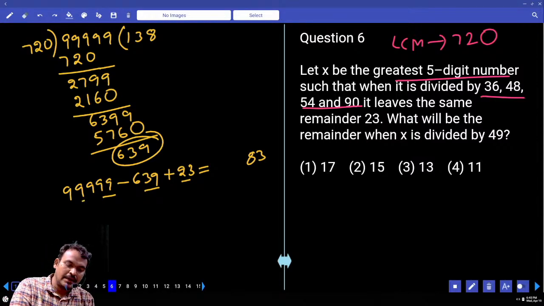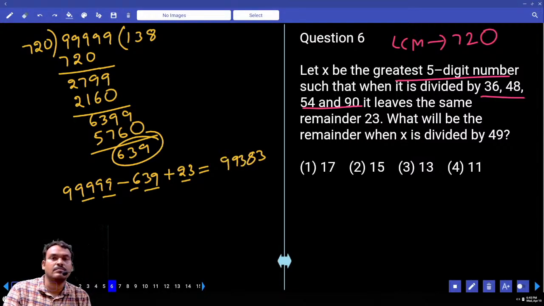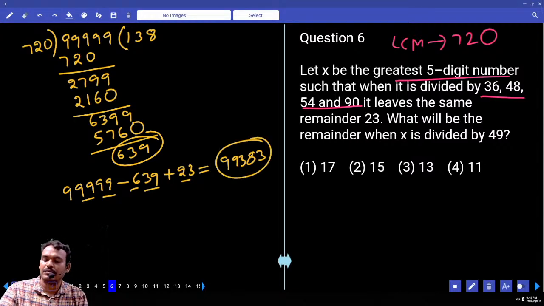Next 99 minus 6, 93. Again 9 or not? 99,383. It is again divided by which one? 49 or not? We are not required that number. Again we required which one? The same number is divided by 49. What is the remainder we are getting or not?